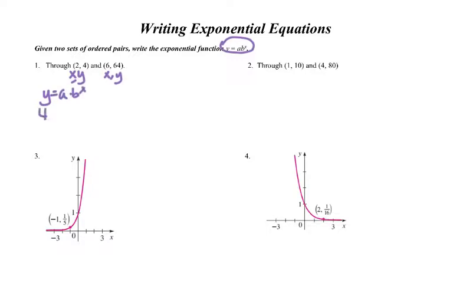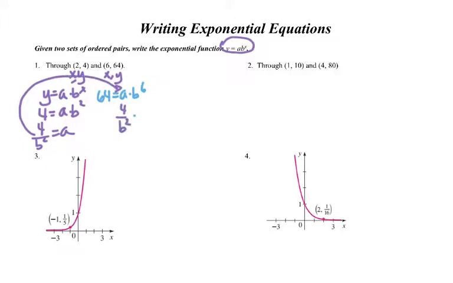So in the first ordered pair, 4 equals a times b squared. Maybe I'll use a different color here for the second ordered pair. It would be what? 64 equals a times b to the sixth. And what we're going to do is solve the first equation. We're going to do substitution, basically, right? So if I solve the first equation for a, this is going to be 4 over b squared equals a. And that 4 over b squared is going to be plugged in here. Replace a with 4 over b squared.